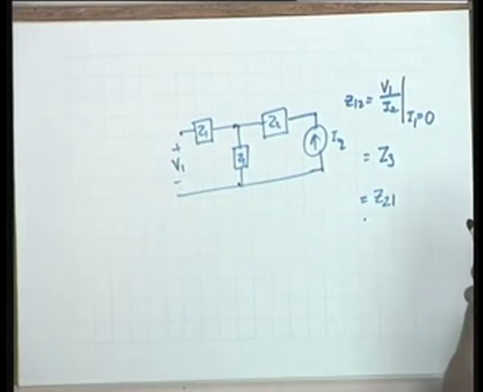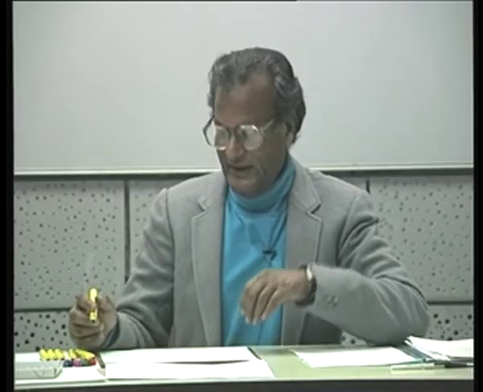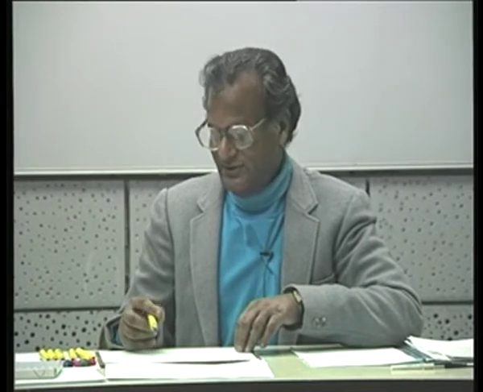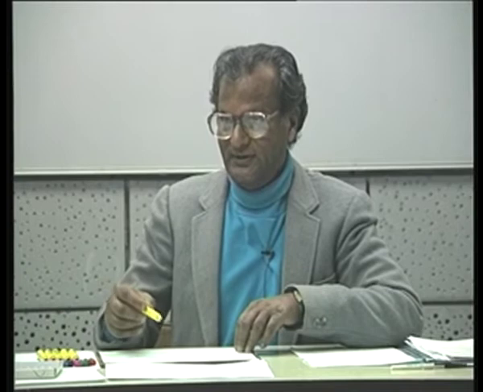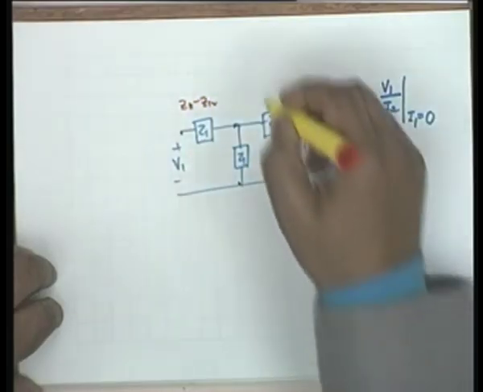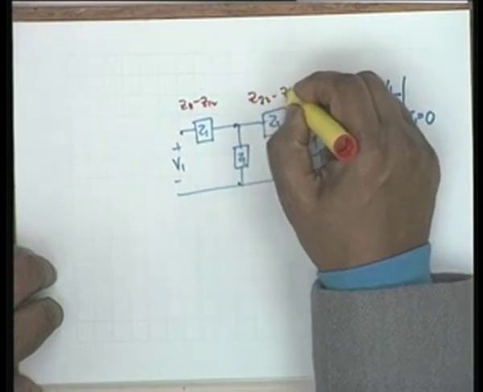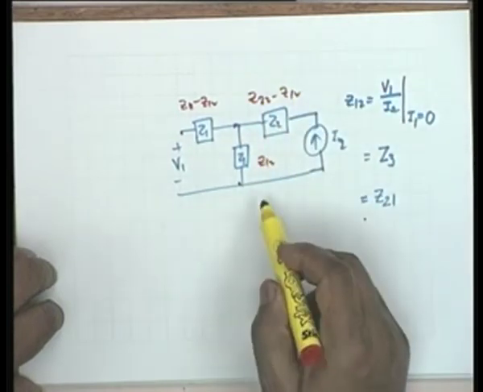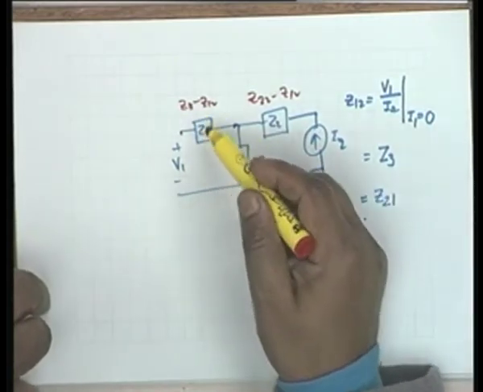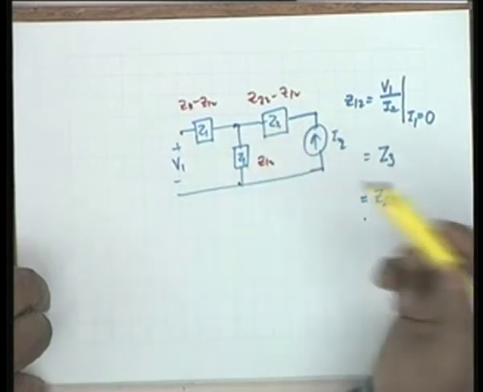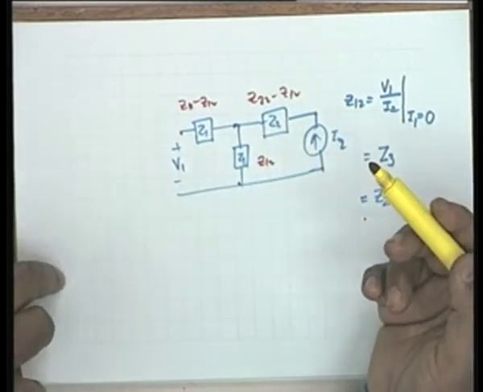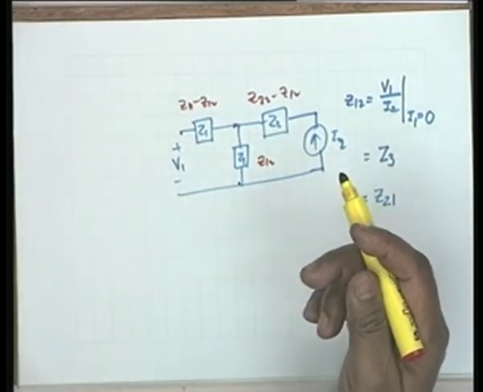Now, another way, this is by applying the definition, another way would be to compare this network with the equivalent network. The mathematical equivalence was Z11 minus Z12, this was Z22 minus Z12, and this was Z12. So, immediately you identify Z12 as equal to Z3, and therefore Z11 is Z1 plus Z3, Z22 is Z2 plus Z3. All right. This is one of the uses of the equivalent circuit. It is a very simple case, so there is no problem.